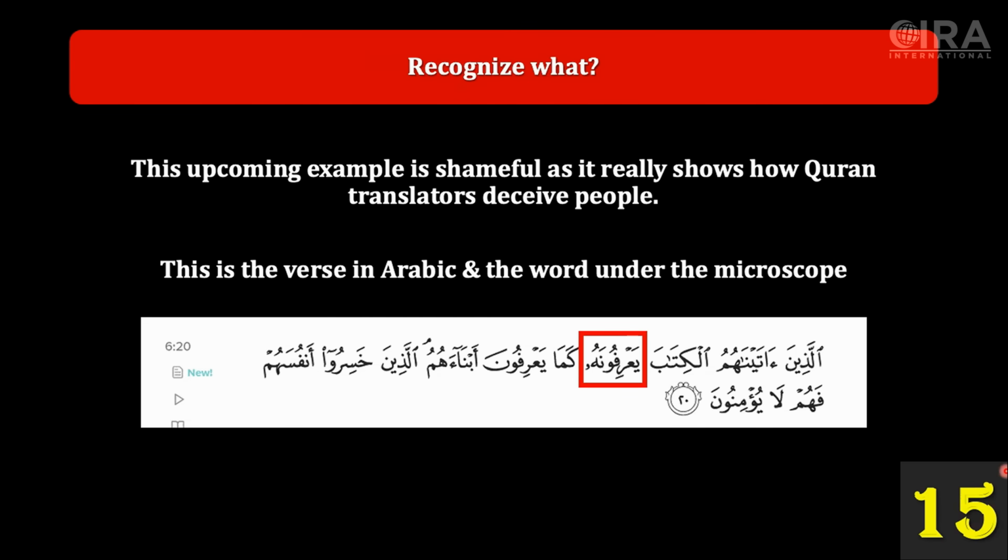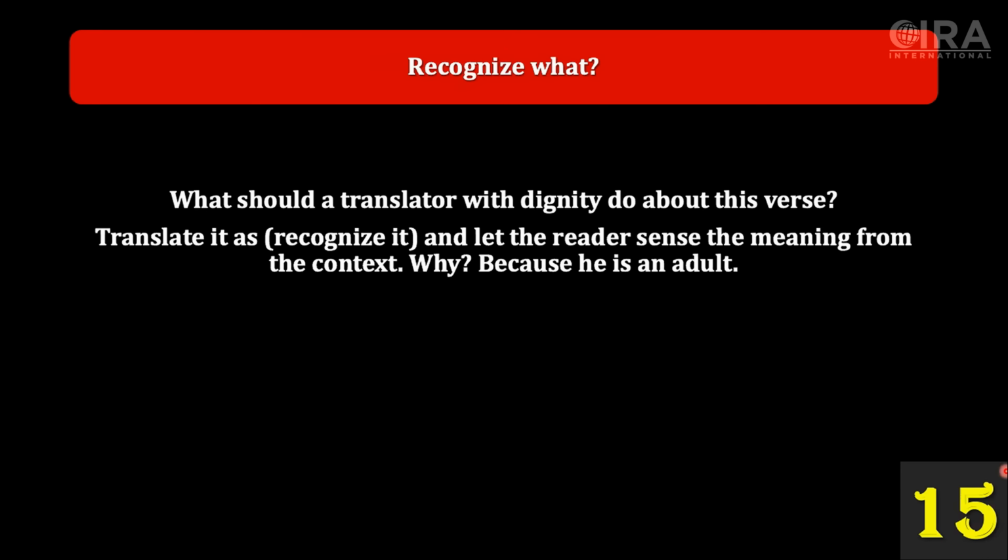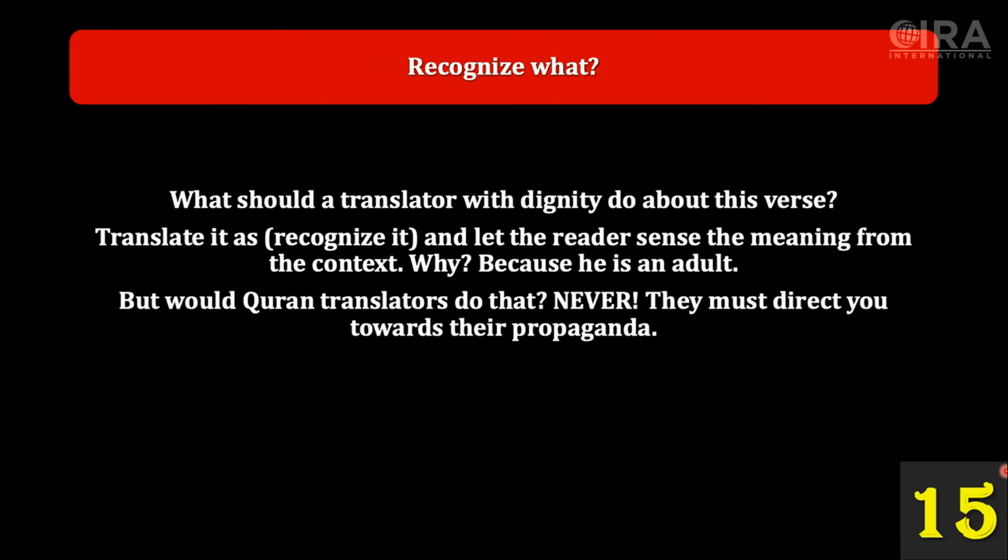Well, I mean, if I look at it just that way, it means they know it. So they recognize it. And actually, from the context, it's they recognize it, meaning this truth or that fact. What should a translator with dignity do about this verse? Translate it as recognize it and let the reader sense the meaning from the context. Why? Because the reader is an adult.